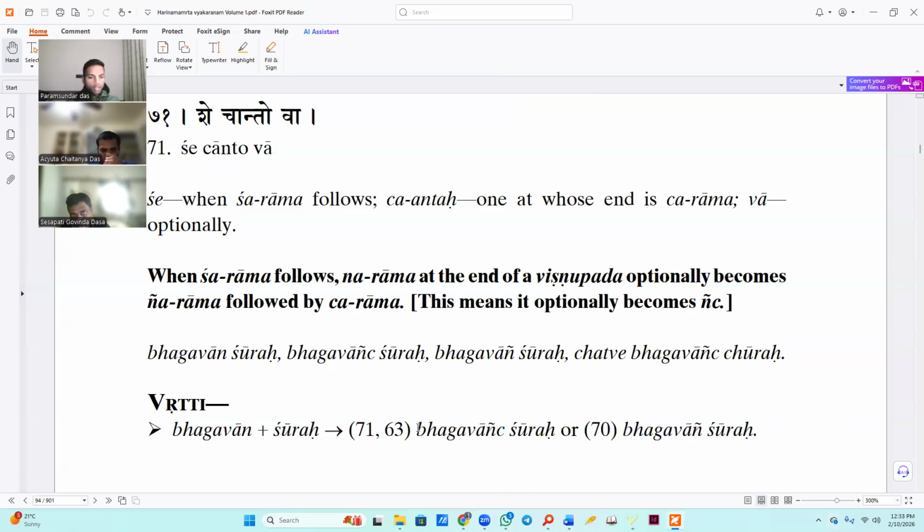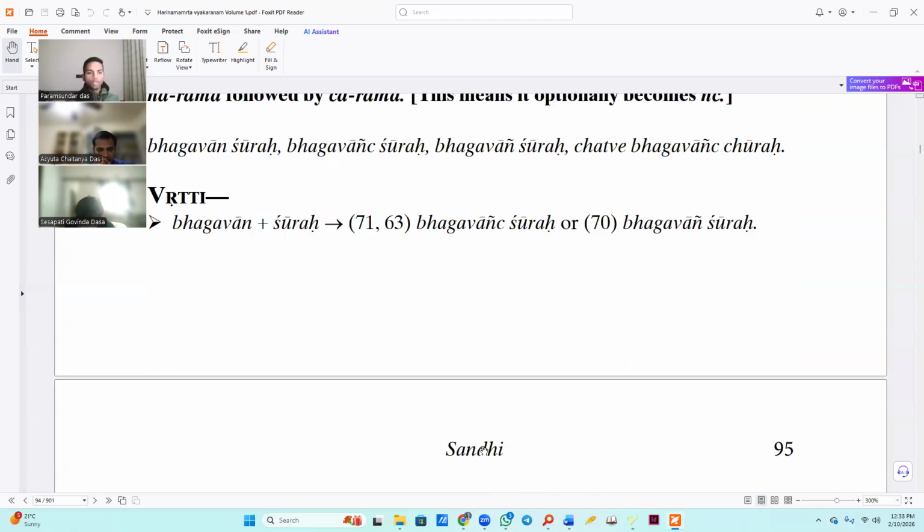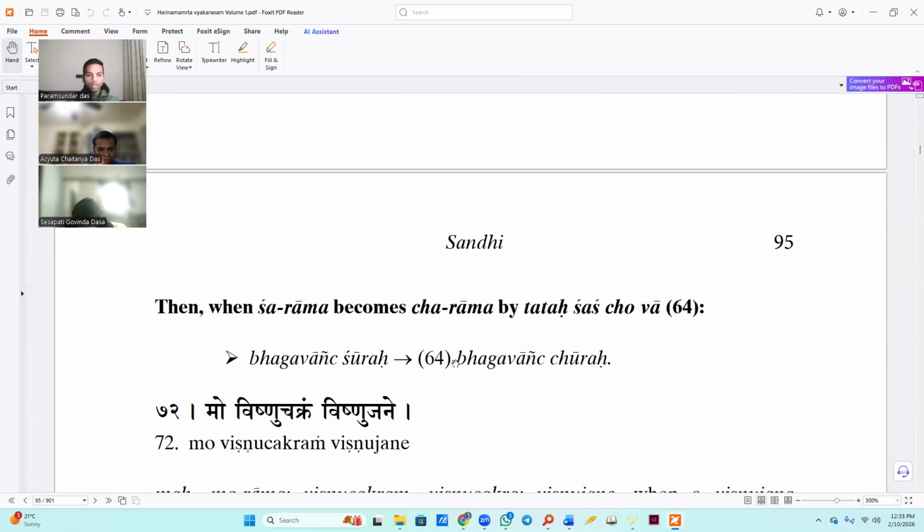Now when it is Bhagwang Shuraha, we apply Tashtashe and Tatha Shashtova. Anyhow, Tashtashe is already there, it is already Cha. So we apply Tatha Shashtova. The third optional form is Bhagwang Churaha. So we get these three forms: Bhagwang Shuraha, Bhagwang Shuraha, Bhagwang Churaha. All are correct. We can choose any one if we are composing something.